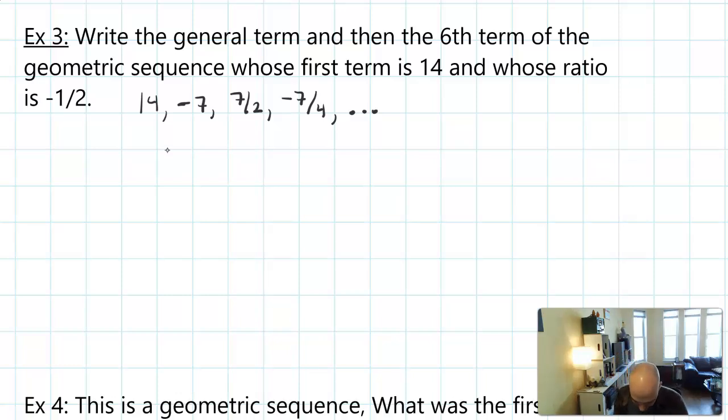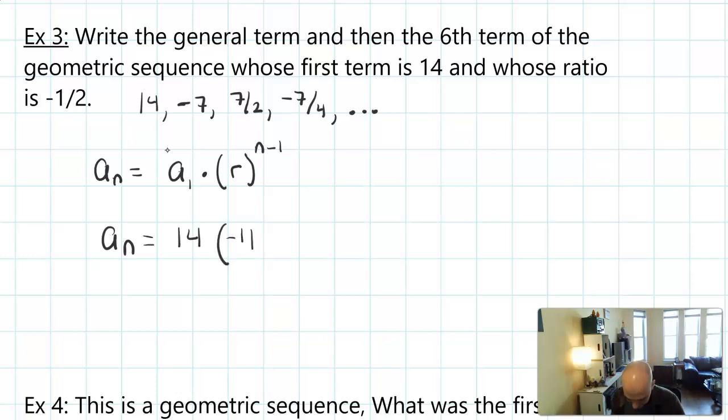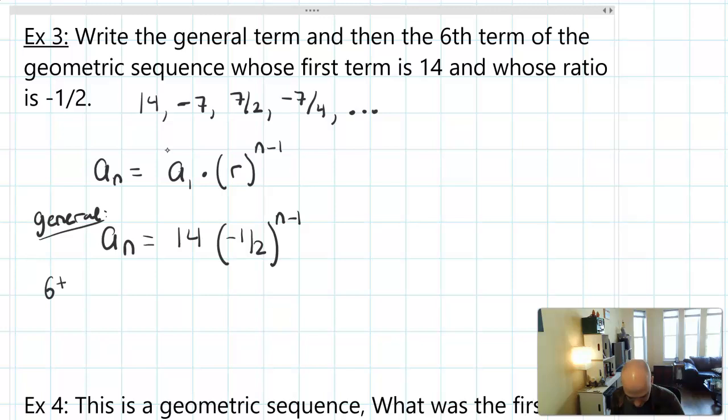I guess I could probably just keep going until the sixth term, but I want to write the general term. So we know that the general term is the first term times r to the n-1. So the general term in this one would be 14 times -1/2 to the n-1. That's the general term. And to find the sixth term, I would do A6 is 14 times -1/2 to the 5th.